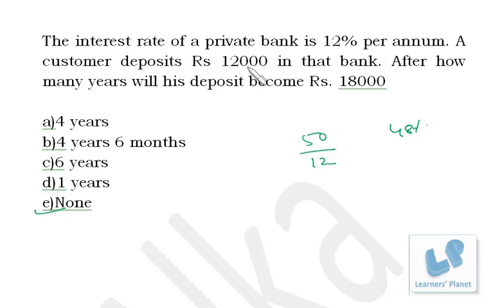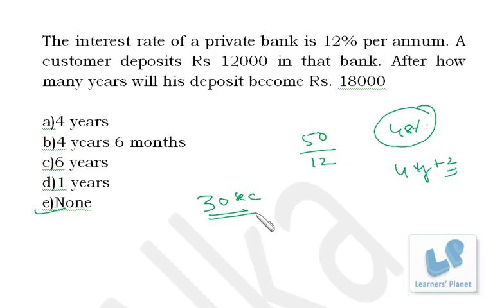That means 2% more. So 2% of 12, that is 2 by 12. That means 2 months. So for 4 years, 48%, and for the remaining 2%, 2 months it will take. So 4 years plus 2 months. It's a 30-second problem if we are conceptually clear.